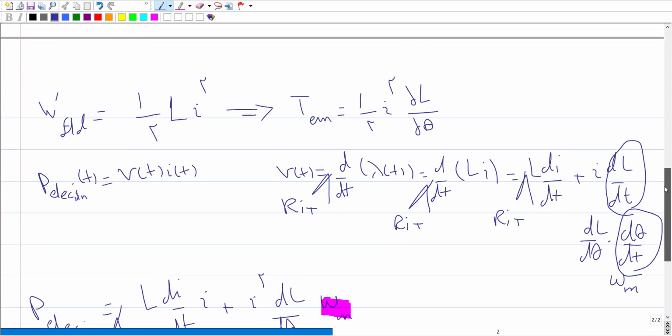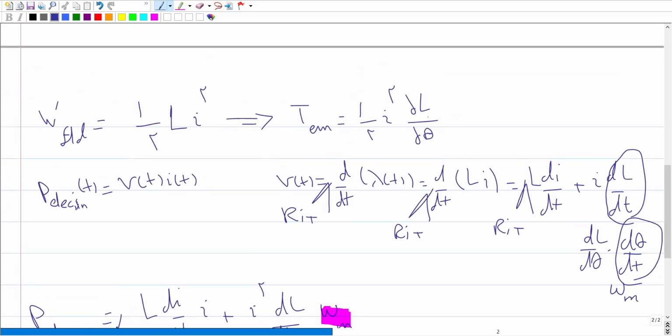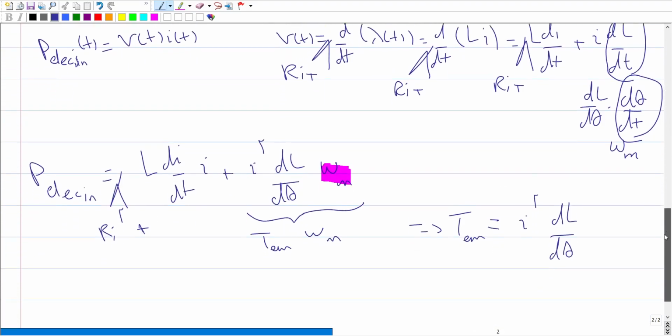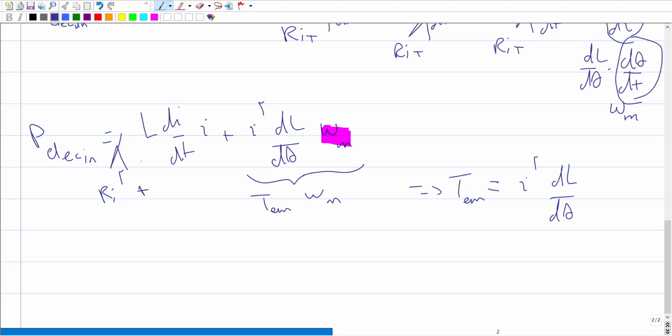But let's see, the correct answer is not i² ∂L/∂θ, it is 1/2 of that. What's the problem? The problem is that we did not take into account whether the rate of change of magnetic field can have omega_m or not. This is the interesting point, and I will explain in detail.